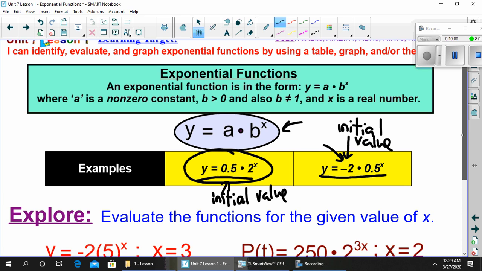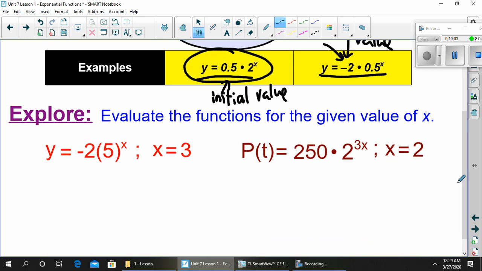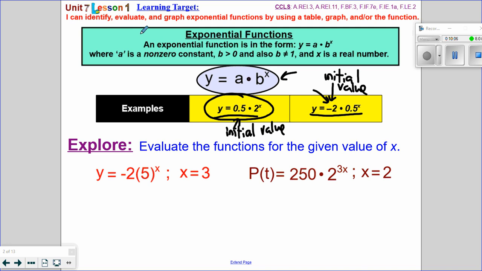And we're going to go down to the next two. So really, basically, all they want you to do here is substitute. And it's very, very easy. You get your calculator and you just input it. So it says evaluate the functions for the given value of x. You can't get an easier problem. All right. So you have -2 times 5 to the x power, and x is 3. They're telling you. So you're going to substitute the 3 in as x. So you're going to have y equals -2 times 5 to the third instead of this x.